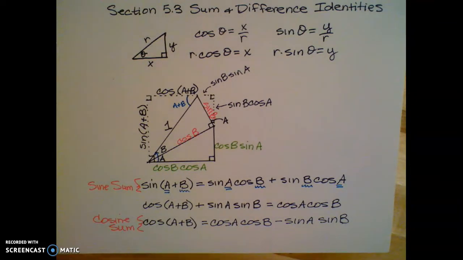Okay, so what we've identified then are the sine sum and the cosine sum. In the next video, we're going to talk about how we take those and create the cosine difference and the sine difference, as well as the identities for tangent.